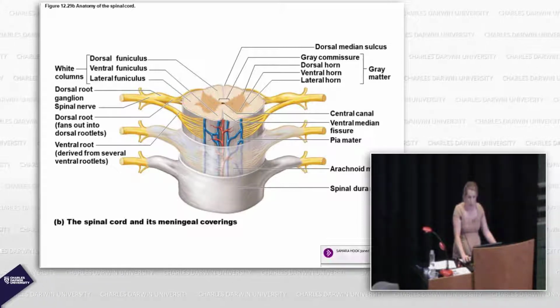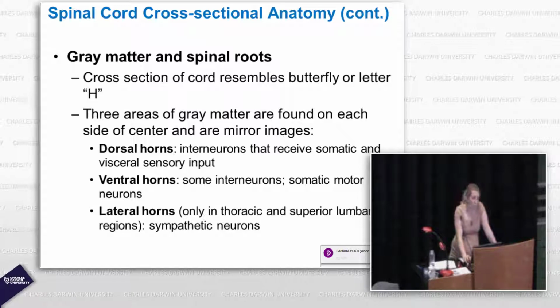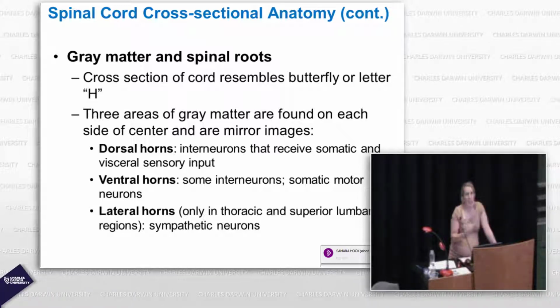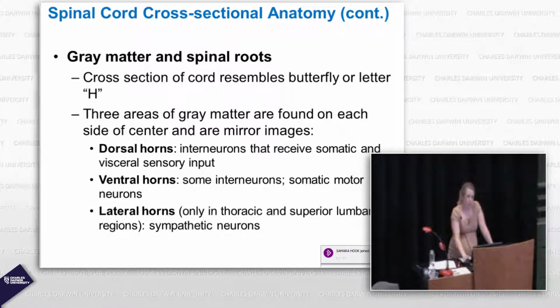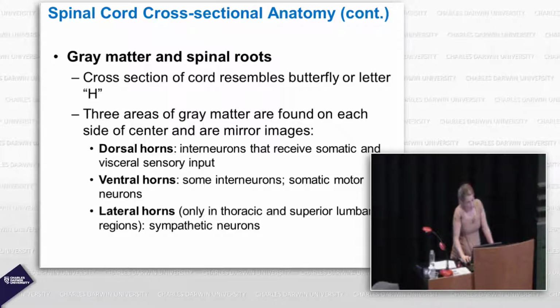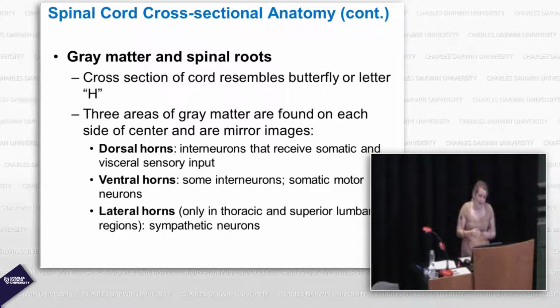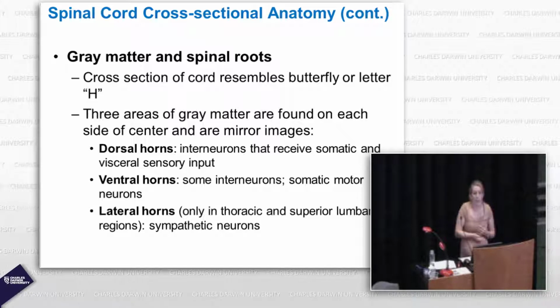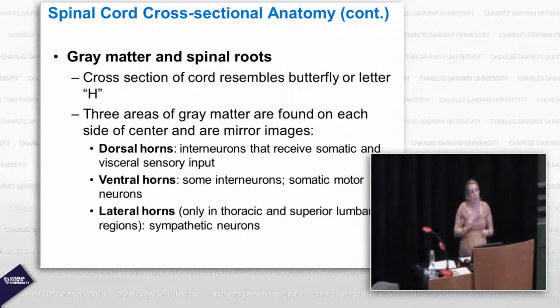So as I said, the cross-section resembles a butterfly or the letter H. Now it's not consistently the same shape throughout the spinal cord, so there is quite a bit of variation depending on the purpose at that point in the spinal cord. And as I said, we've got the dorsal horns. Now the important thing to remember here is that the dorsal are your sensory horns, and the ventral horns are our somatic or motor neurons. So basically anything to do with sensory is coming in through the back of the spinal cord, and anything that's motor is going out through the front of the spinal cord.